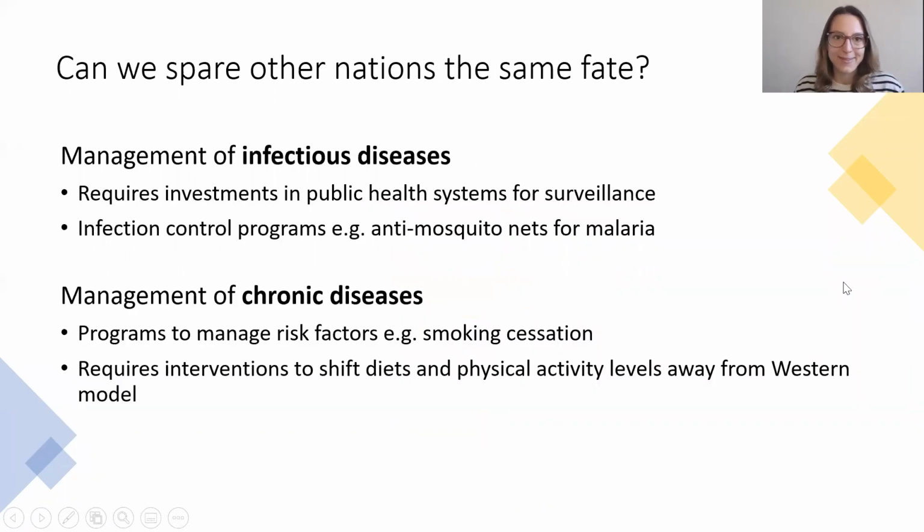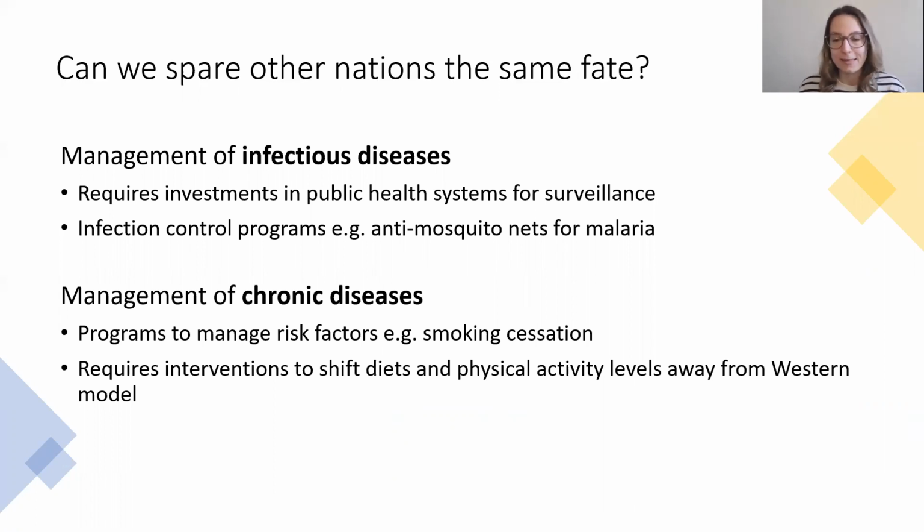So this kind of raises the question of, can we spare other nations the same fate? Or is every slowly industrializing nation bound to deal with this double burden of disease? Well, picking up with some of the things that we were talking about towards the very end of yesterday's class, there are ways to actually manage both infectious and chronic diseases, but you do need very strong public health systems as well as medical health systems.